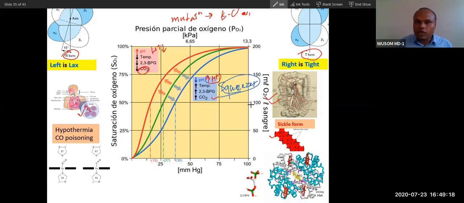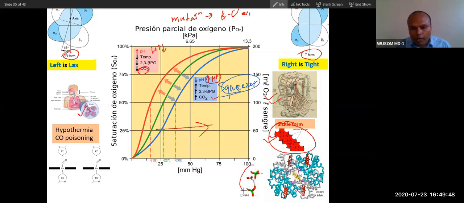That is why in sickle cell anemia there is a tendency of the hemoglobin dissociation curve to shift towards the right. This hemoglobin will have very little affinity for oxygen because it will polymerize. We will talk about that. So there is a right shift in sickle cell anemia. The hemoglobin curve shifts towards the right in sickle cell anemia.